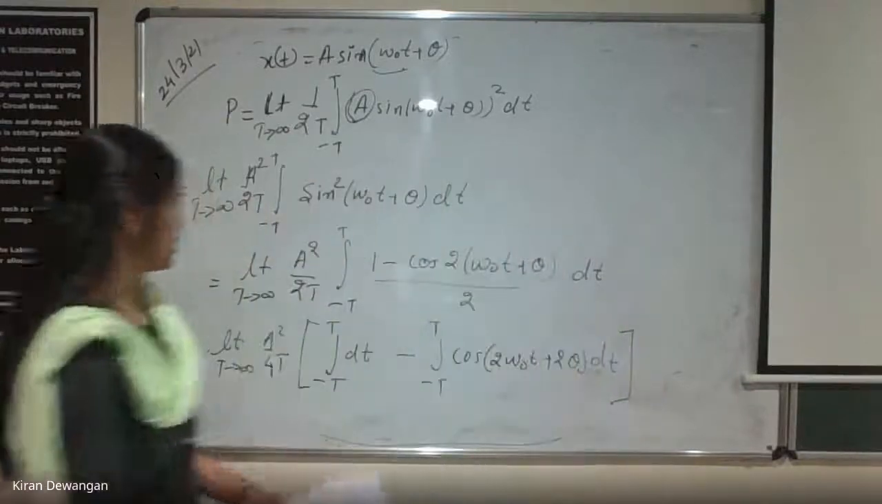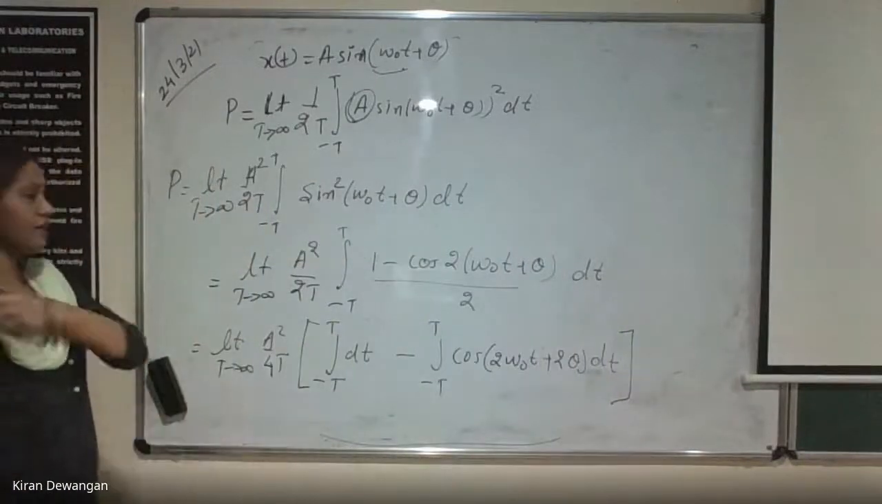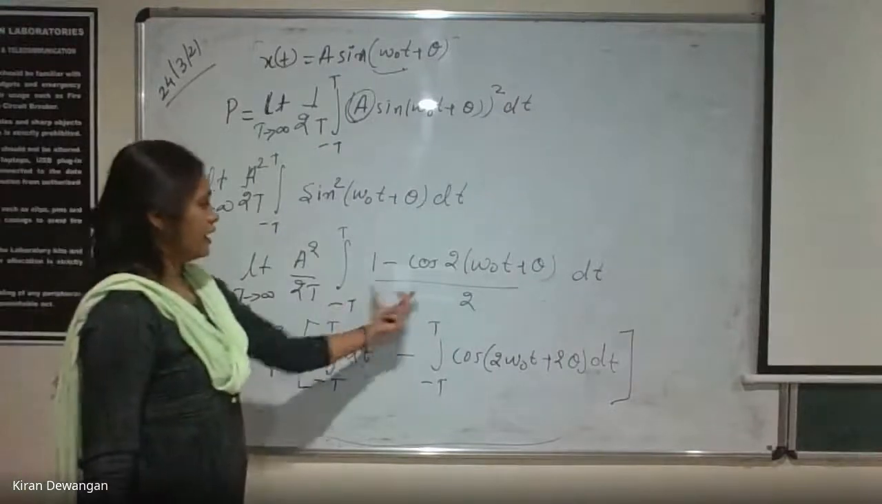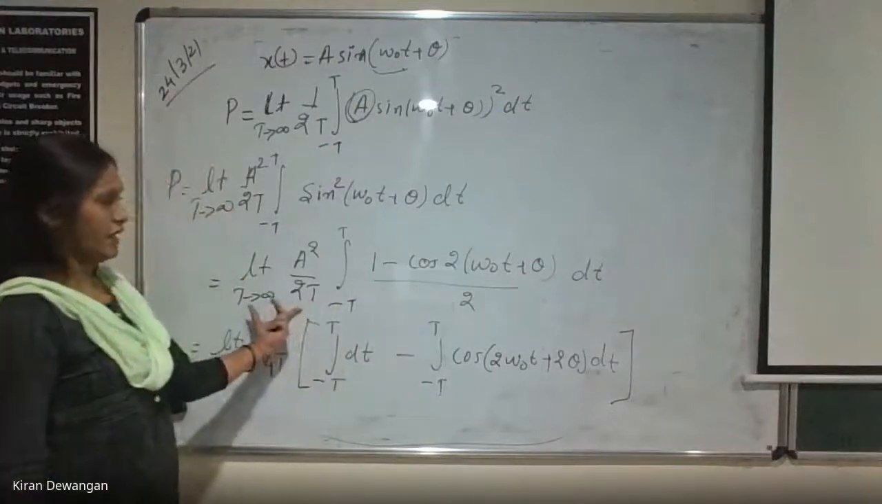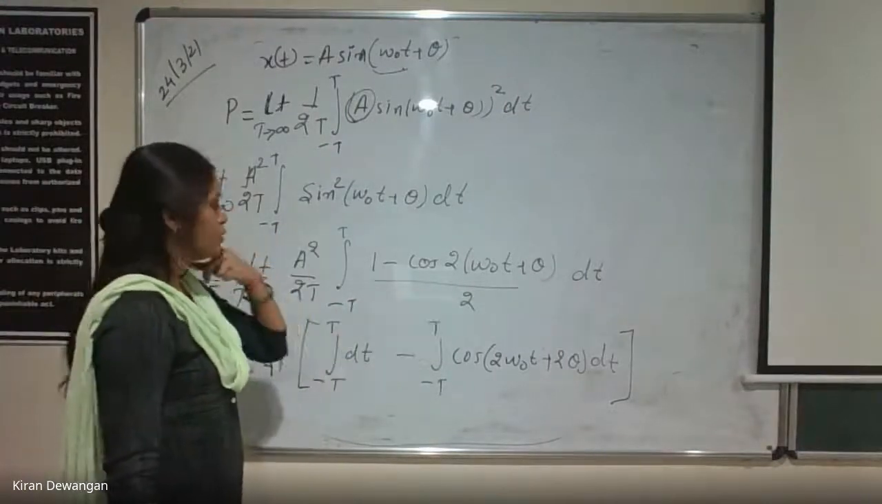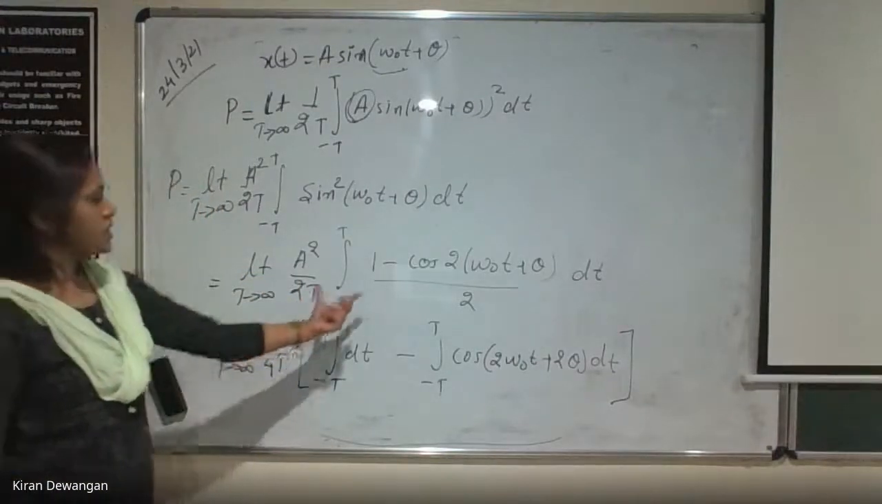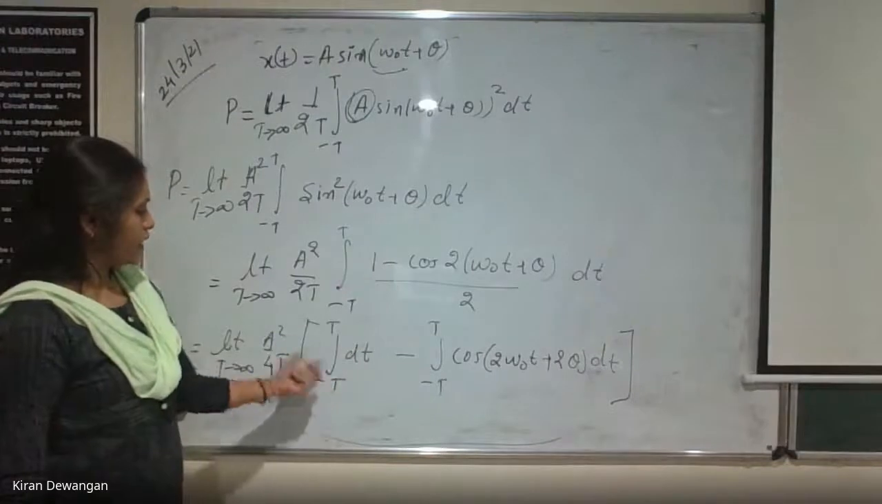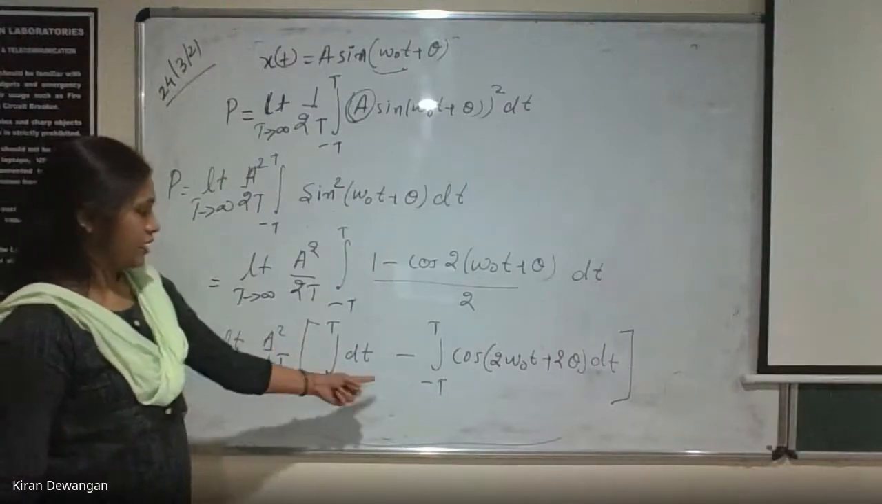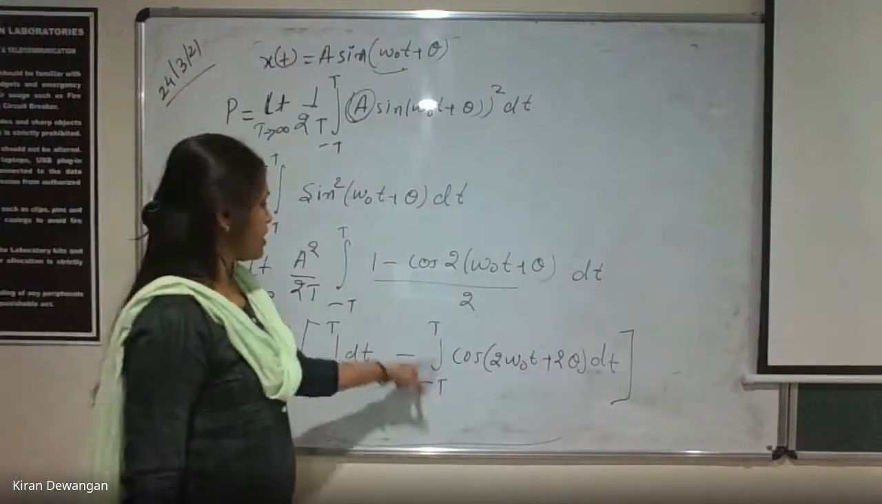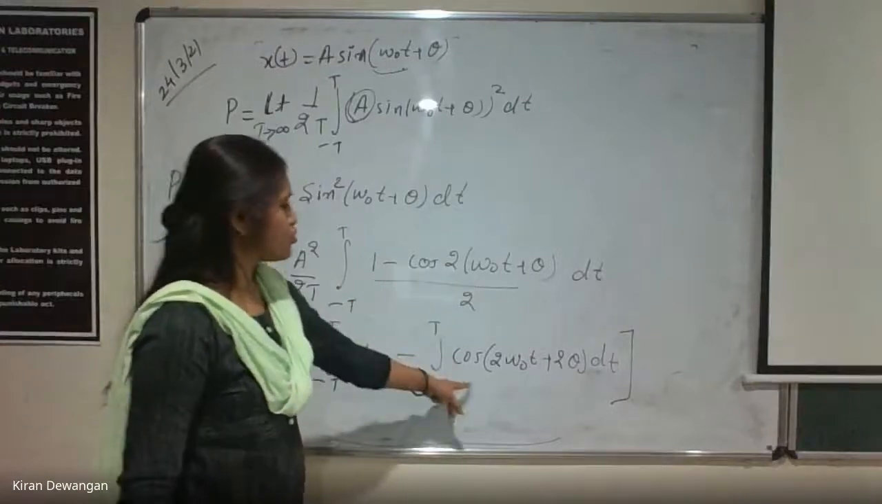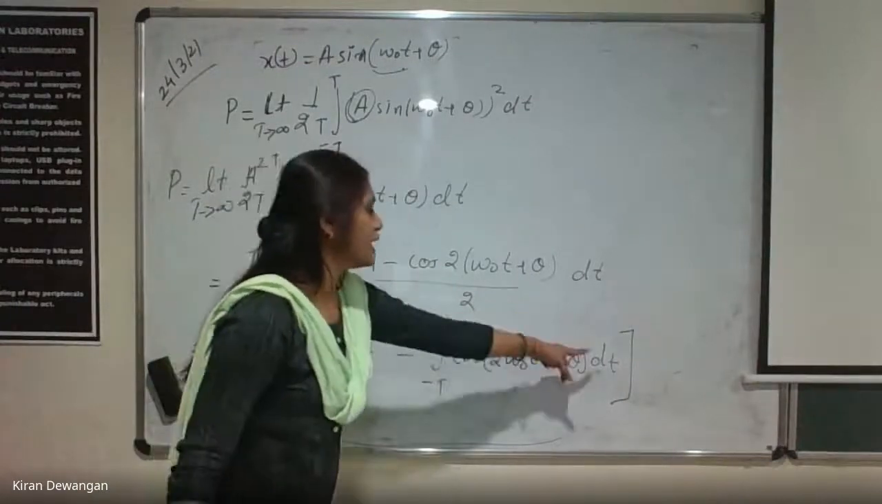So till here it is clear to everyone. What I have written is just the individual parts. The 2 I have taken completely out because 2 is just a value. Here I have written A squared by 4T. Now this 1 gives the integration from minus T to T of dt, and this is minus the integration from minus T to T of cos(2 omega naught t plus 2 theta) dt.